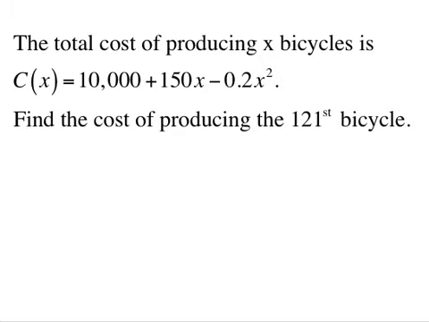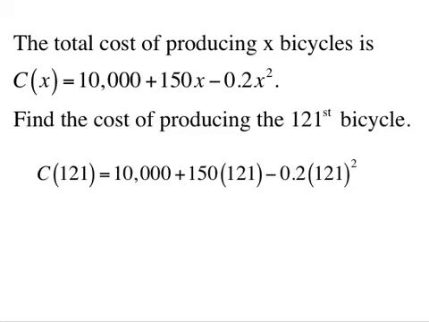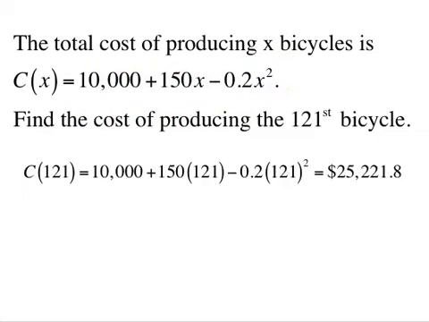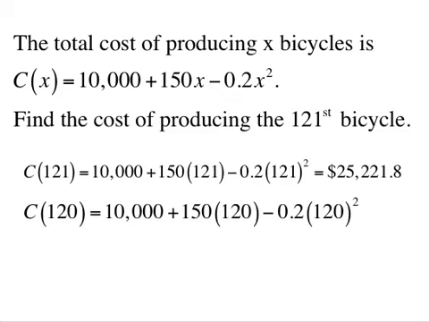So here's an example for us. We have the total cost of producing x bicycles as that function, and we want to find the cost of producing the 121st bicycle. To get an exact value, we would take the cost of the 121st and the cost of the 120th and subtract them. So plugging 121 into the cost function, 10,000 plus 150 times 121 minus 0.2 times 121 squared, we get 25,221.8, the total cost of producing 121 bicycles.